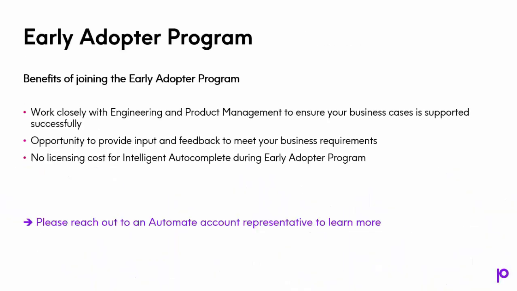So for next steps, we have an early adopter program. You can reach out to your account team. You'll work closely with our account team, product management, and engineering to ensure that this supports your use case. You'll be able to provide feedback, and there's no licensing cost for that early adopter program. Please reach out to your Automate team to learn more. We'd love to talk to you about it.